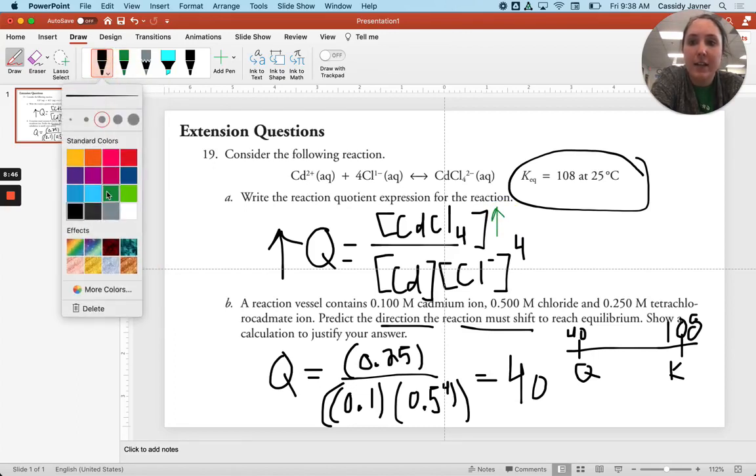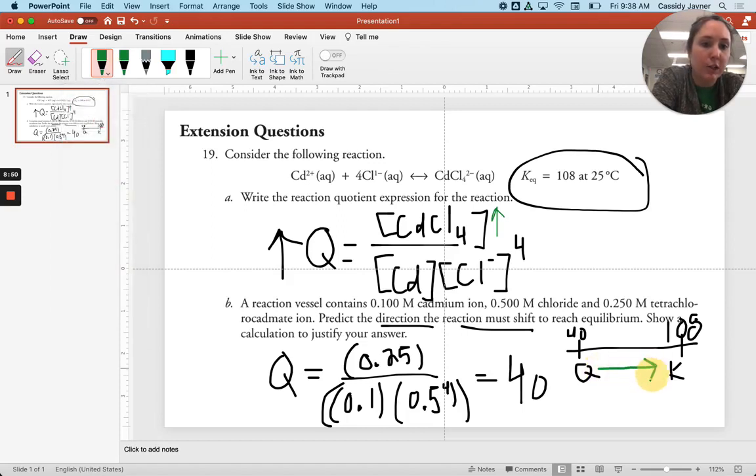And if I look at that, I think on my number line, how do I get Q to be K? I have to go this direction. So I have to make it bigger. I have to create more products. So this will shift in the forward direction to reestablish equilibrium.